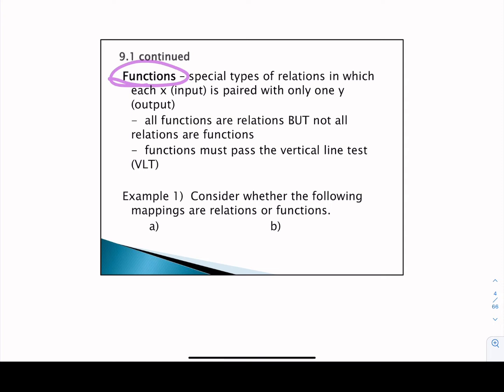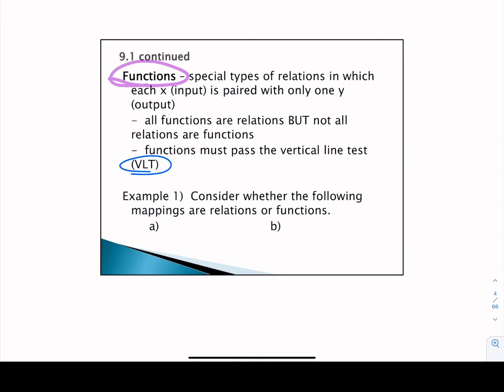Visually speaking, functions are going to pass something called the vertical line test, and we're going to get to the vertical line test in just a second, but we're going to focus on the first iteration of this definition and say that if you have one x or input value that is only paired with a single y value, then you have, in fact, a function.